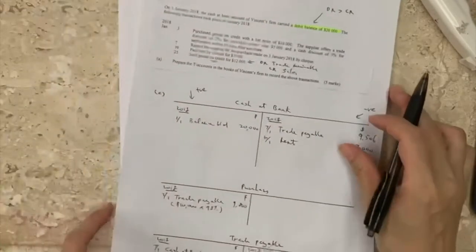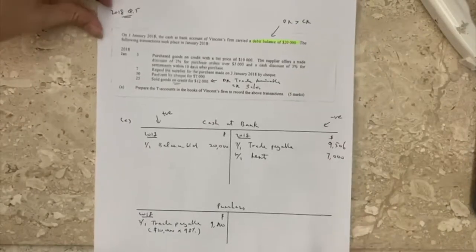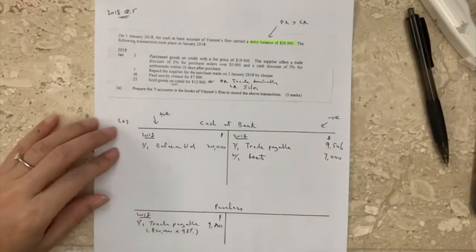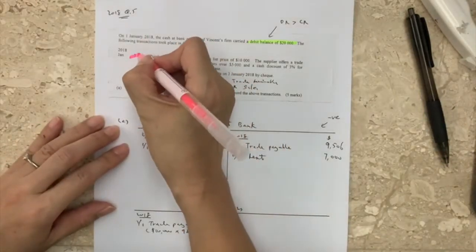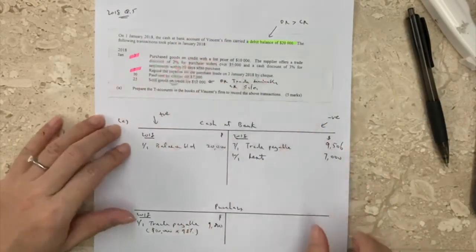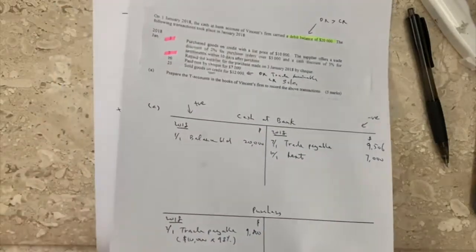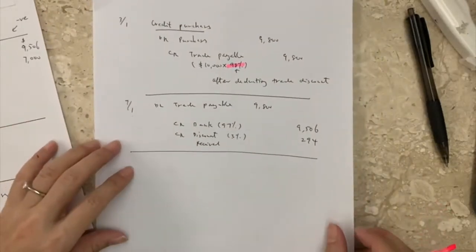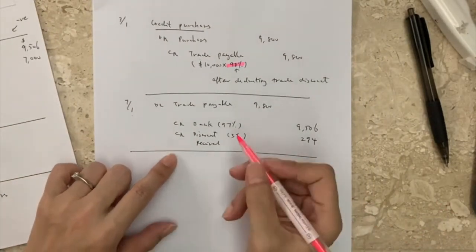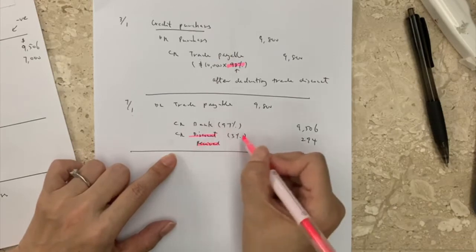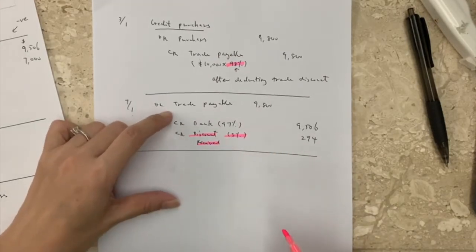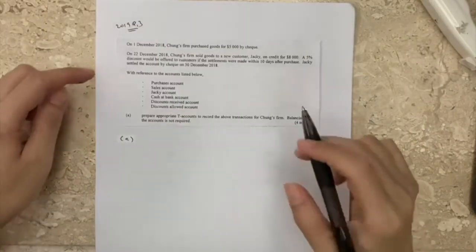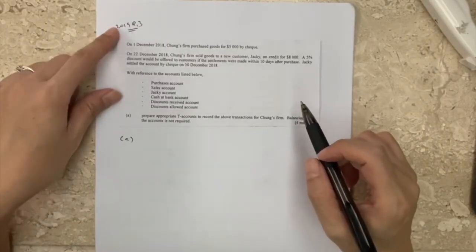Alright, this is all about the question in 2018. We have two difficult points, on 3rd of January and on 7th of January. Whenever it is difficult, we need to do analysis like this. And then we have this discount received from trade payable if we pay money earlier. Okay, so let's do another similar question in 2019.